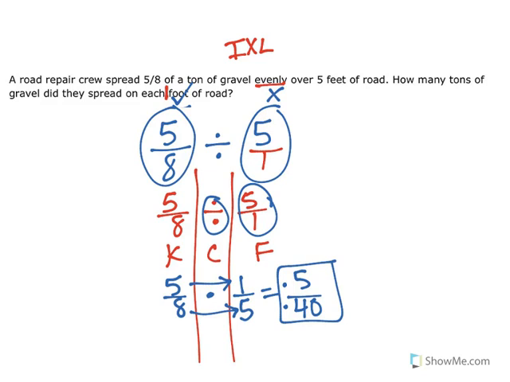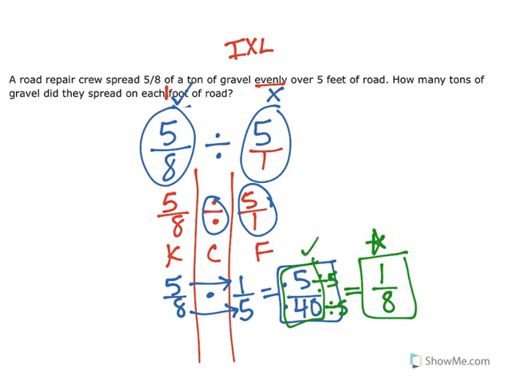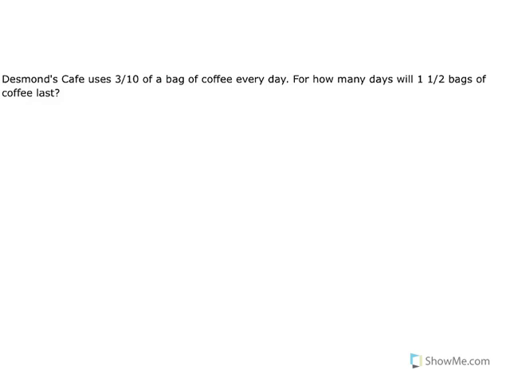Can we simplify? Well, let's look at the 5 and the 40. What are they both divisible by? Well, they're both divisible by 5. 5 divided by 5 is 1. 40 divided by 5 is 8. This is my final answer. Now, if you got 5/40 and you stop there, good for you. There's nothing wrong with it. But if we have a test or a quiz, your multiple choice will always, always, always be in simplest form. So keep that in mind, guys.